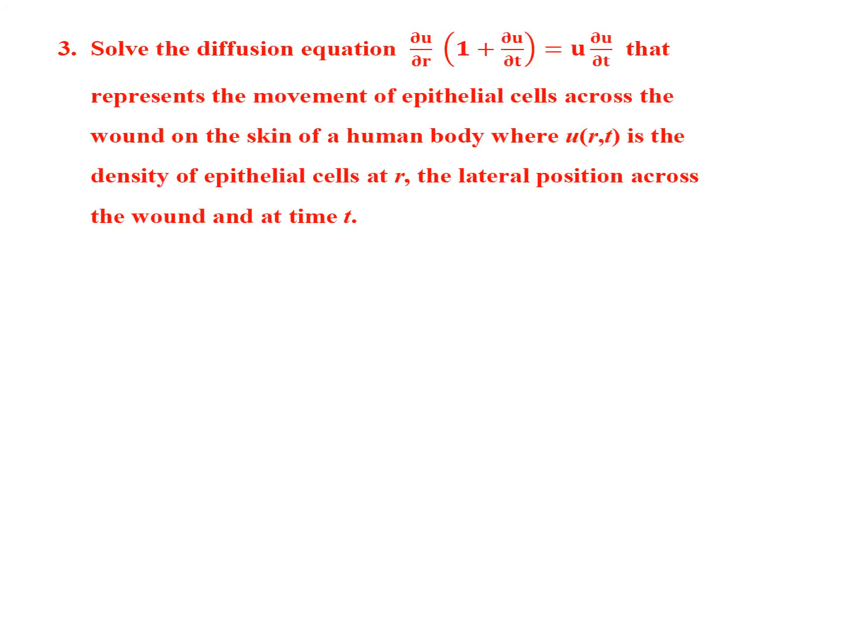Now let us look at an application of solving partial differential equations in the biomedical field. Consider this one. Solve the diffusion equation dou u by dou r into 1 plus dou u by dou t equal to u dou u by dou t, which represents the movement of epithelial cells across a wound on the skin of a human body, where u of r comma t represents the density of epithelial cells at the lateral position across the wound, represented as r, and at time t. Before moving on to the mathematical solution of this problem, let us just look at what epithelial cells are.